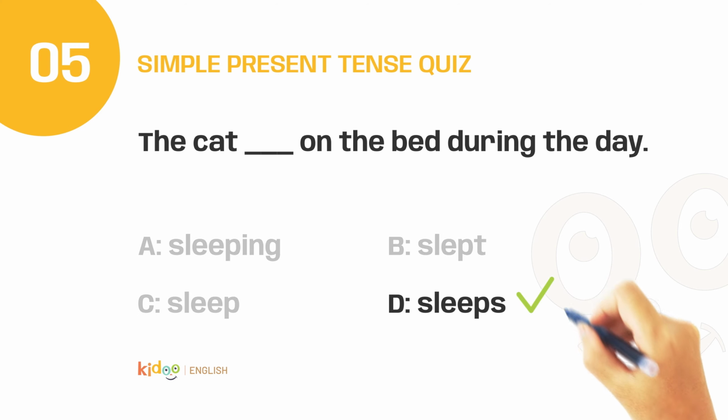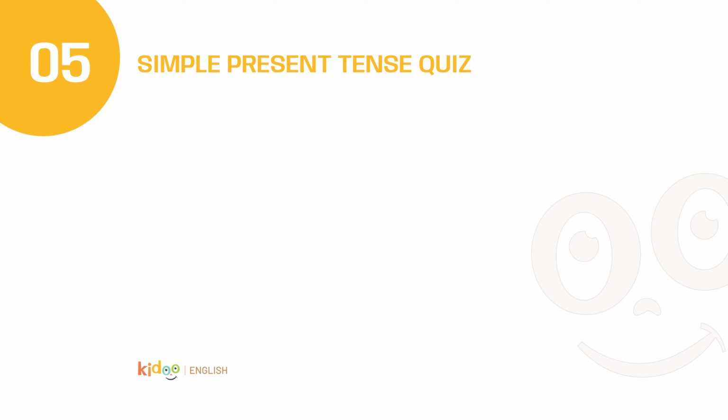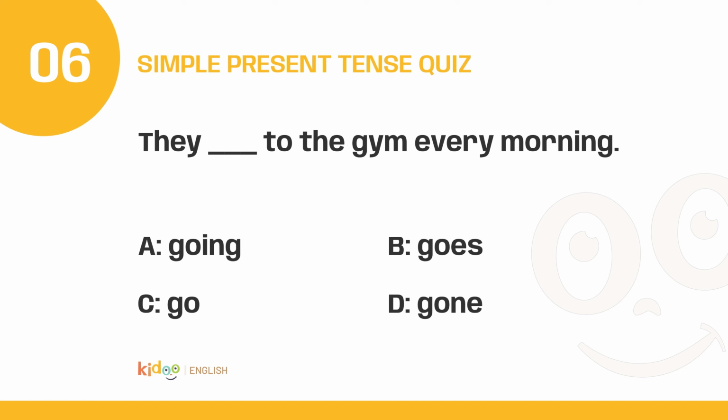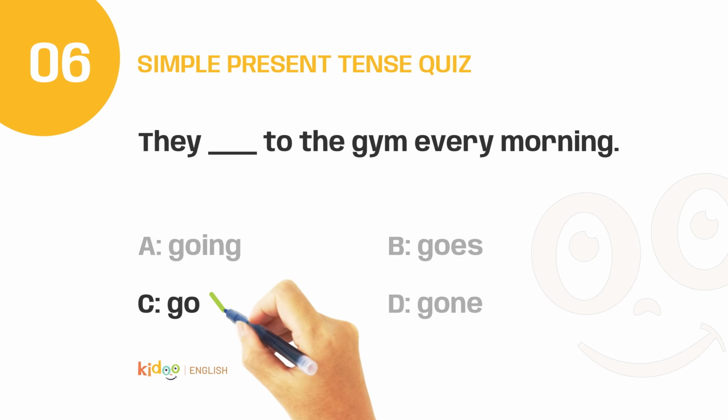The cat sleeps on the bed during the day. The cat is singular, so the verb sleep takes s to become sleeps. They go to the gym every morning. They is plural, so it uses the base form go.